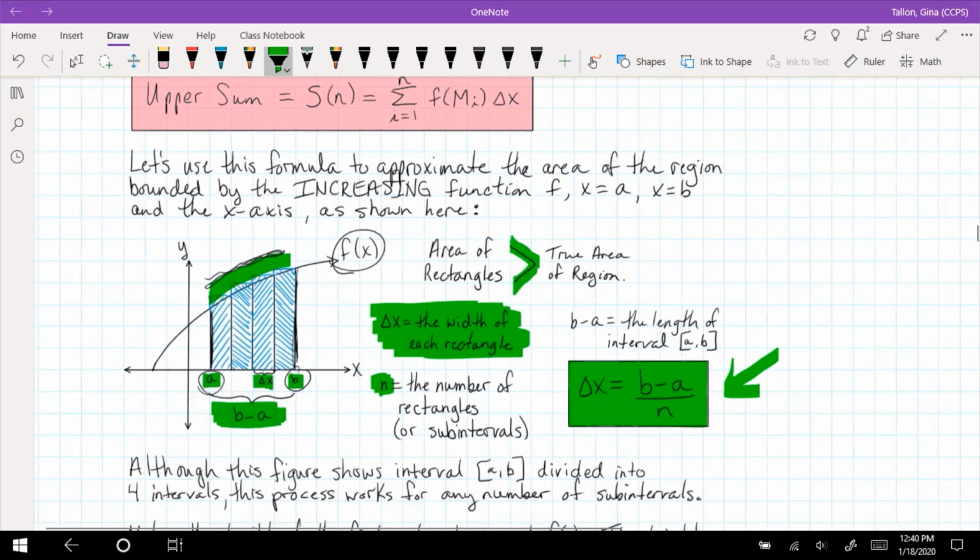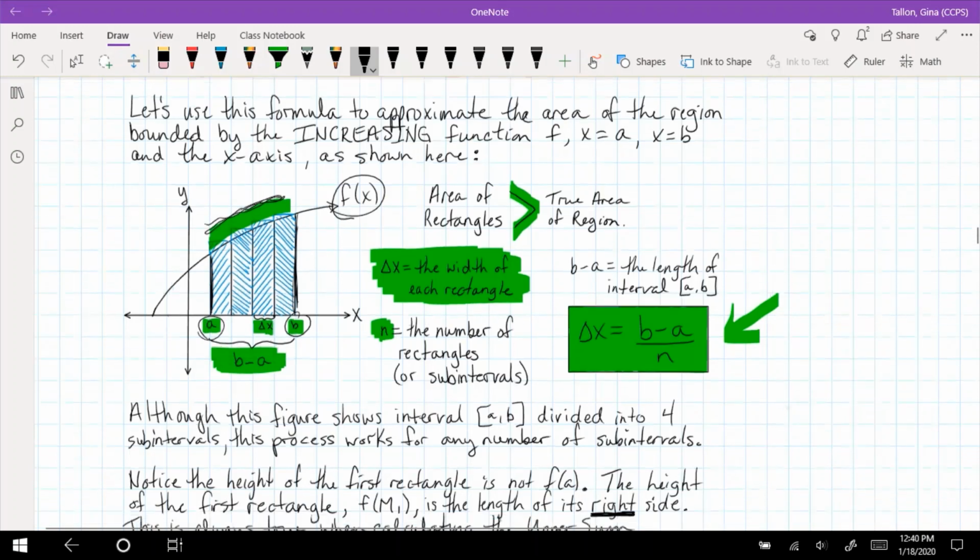Okay, so next here, although this figure shows the interval from a to b divided into 4 subintervals, this should say subintervals right here, but it says intervals, this process works for any number of subintervals. Okay? You know, I think I'm going to change that, if you don't mind. I am going to erase that 4, and I am going to put the 4 here, and put subintervals, just like that. Now it works really nice. So this interval is divided into 4 subintervals, and this process works even if we said 10 subintervals, or 100 subintervals, or 3 subintervals. It really doesn't matter how many subintervals. The process is going to work regardless. I'm just going to work it out with 4.